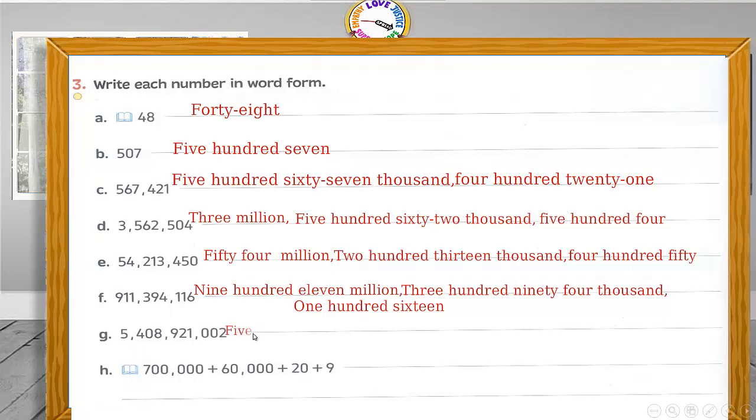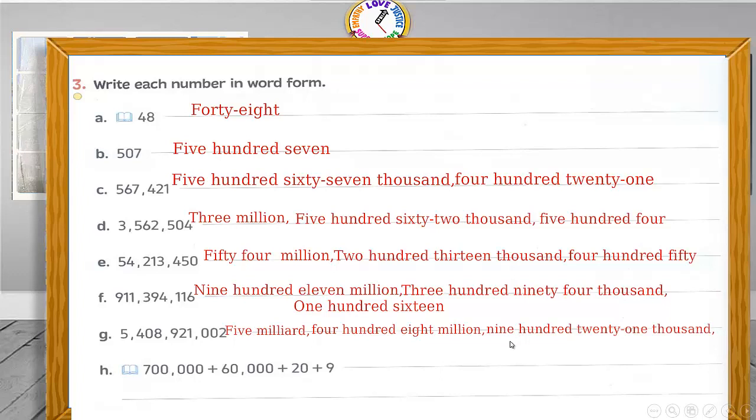5 million. First period 5 million. Second period 408. What? 408 million. Next period, third period, 921,000. Right? 921,000. Last period we have 2, so put 2. Now you have 4 periods. 700,000, 60,000, they are the same, here 1,000 and here 1,000, so you should say 760,000. This first period, 760,000. And 29, right in the last period, 29.